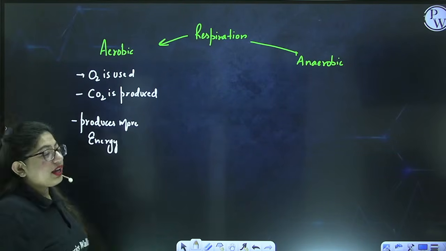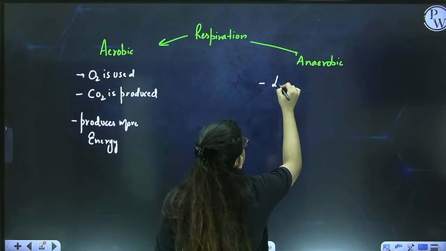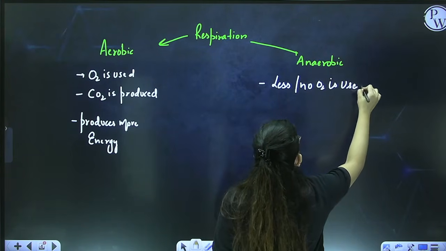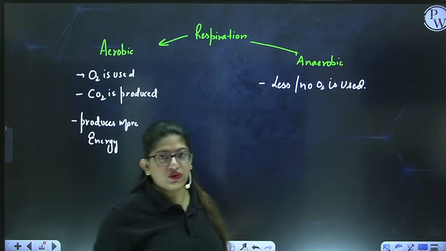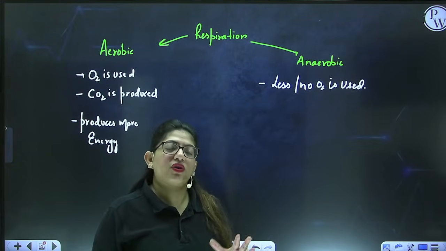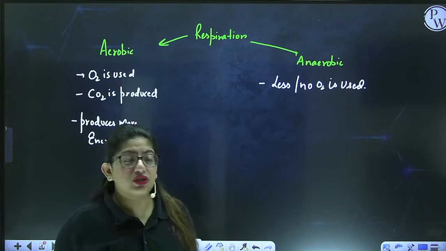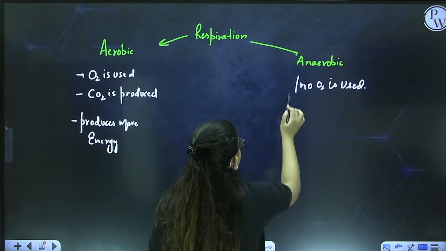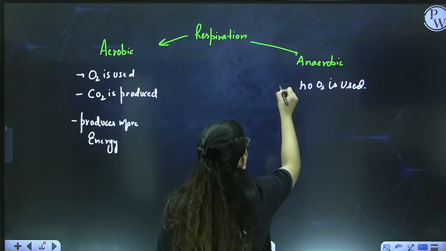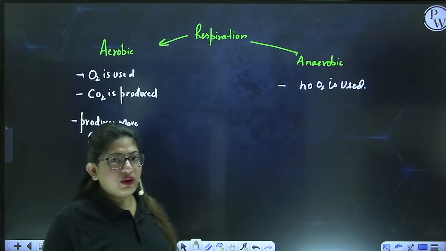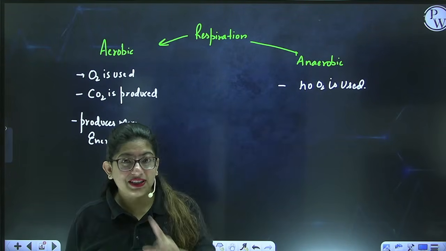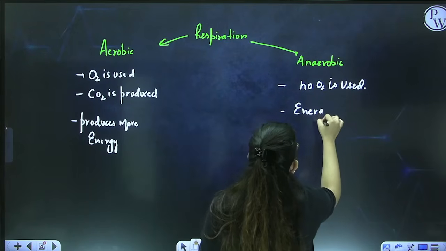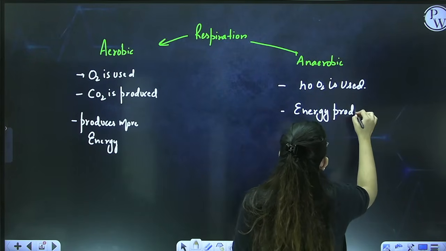Fine. In the anaerobic one, basically no oxygen is used. The oxygen can be present or absent, but the oxygen will not be used. So it's better to write no oxygen. So here CO2 may not be formed, but the energy produced will be less than the aerobic one.